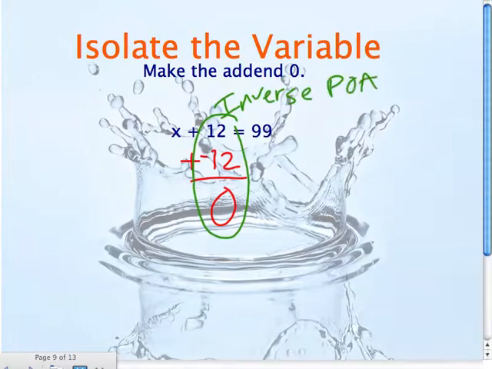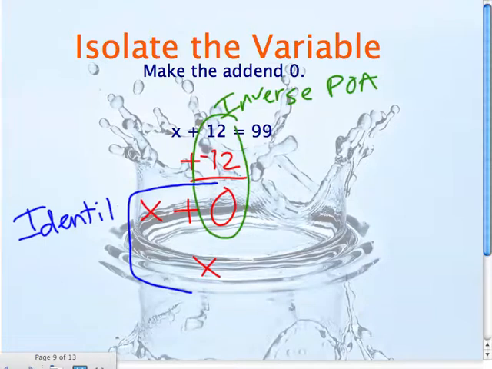That's going to equal 0. So x plus 0 is just x. Just like in multiplication, this is an example of the identity property. In multiplication, it was multiplied by 1, doesn't change it. Well, in this case, it's adding 0, doesn't change it. So that's the identity property of addition.